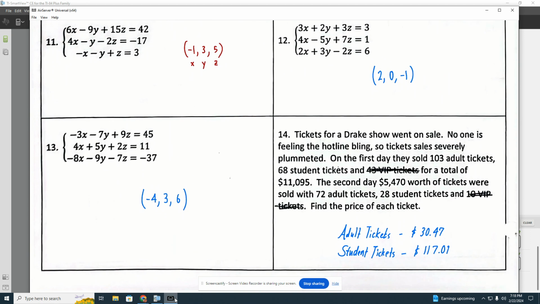And then, of course, number 14, after I made this change where I told you to mark these out, you should have come up with adult tickets being about $30.47 and your student tickets being $117.01. So the problem that's like that on your test today, it's going to be way easier.